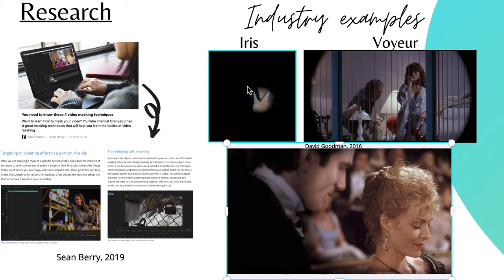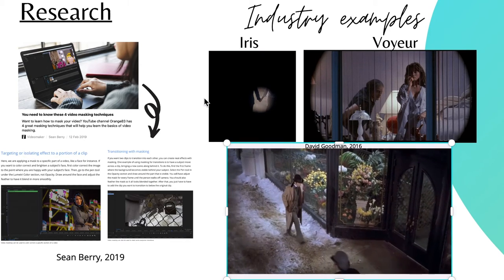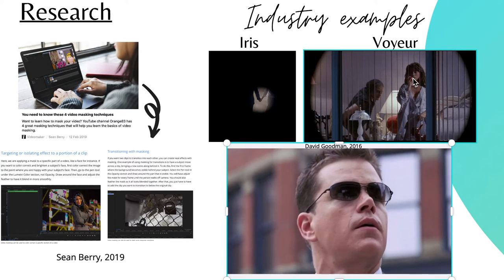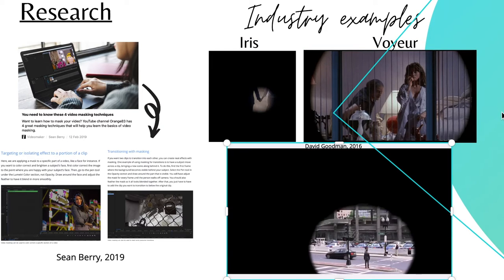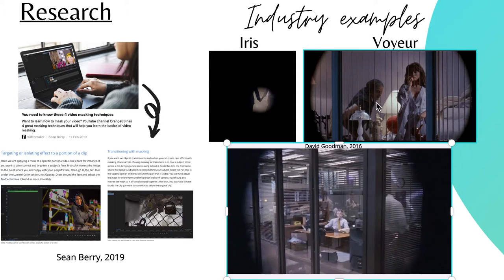The iris shot here is more commonly used as a transitional device, so obviously it pulls into a specific area, but it is considered to be a bit over the top. And the voyeur mask can suggest claustrophobia or danger to a specific individual framed within the shot as well.